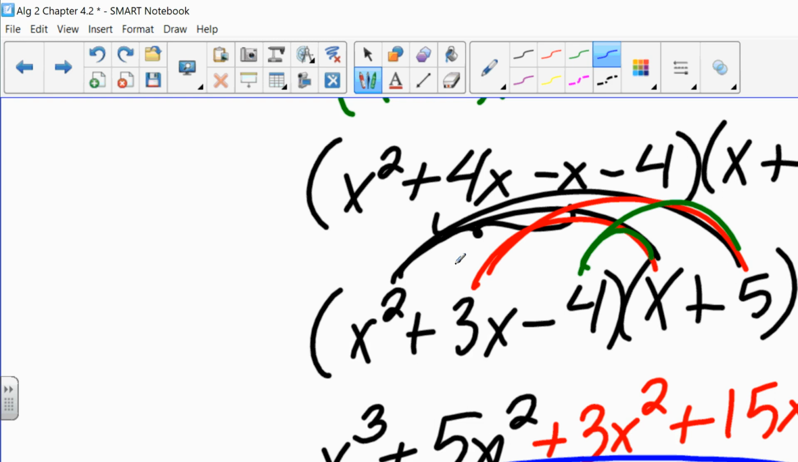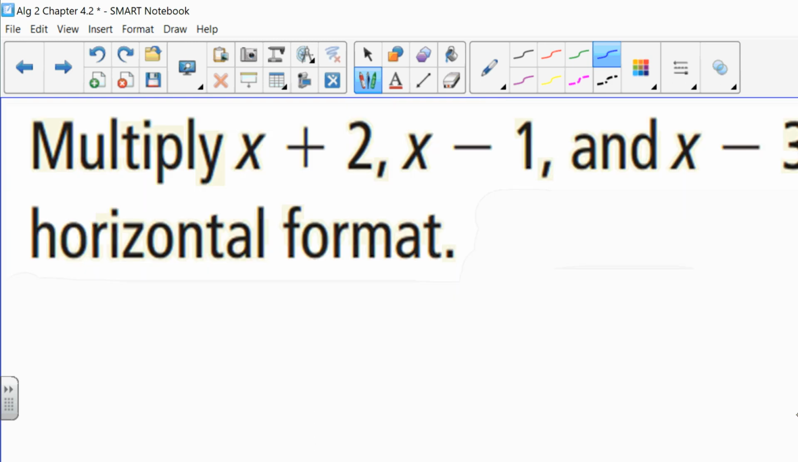Any questions with multiplying binomials, 3 binomials? Or really any questions with multiplication in general? No, it's just working it out one step at a time.